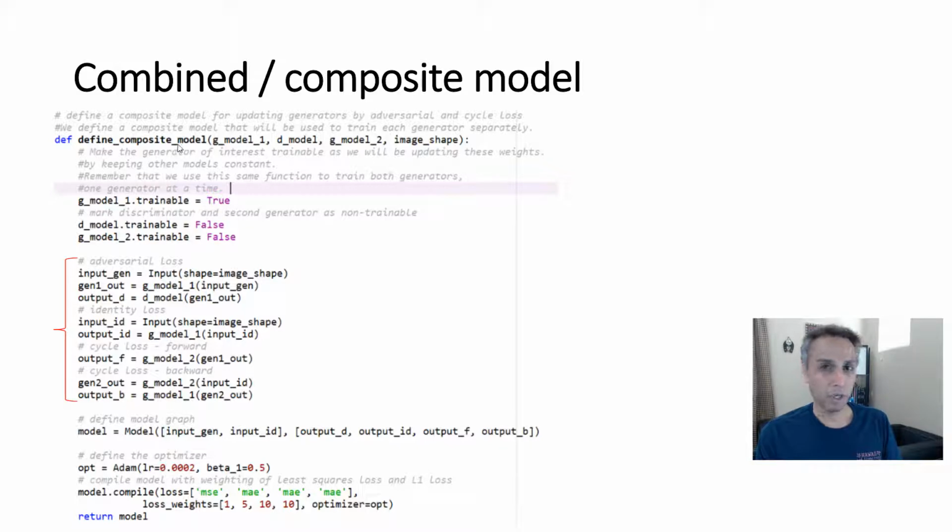You define the combined model, or composite model, where you put your generator to be trainable but the discriminator to be non-trainable. But here we have 2 generators and 2 discriminators. So what shall we do?